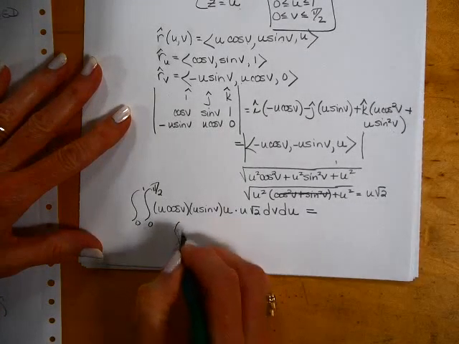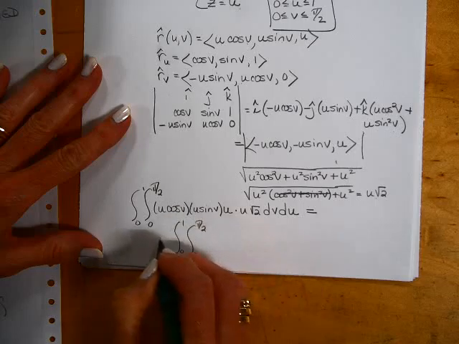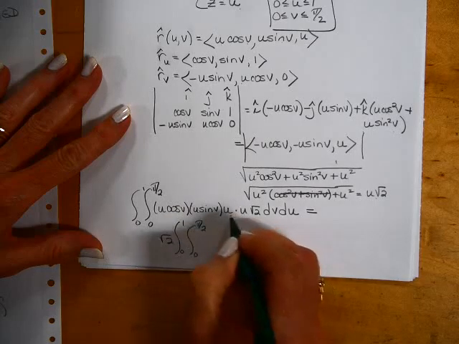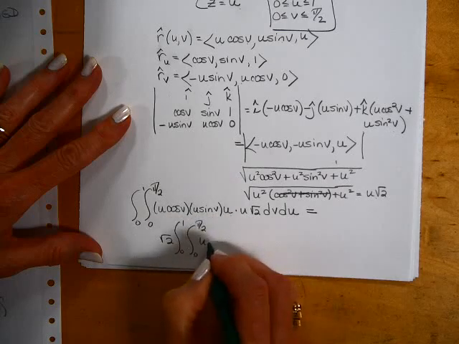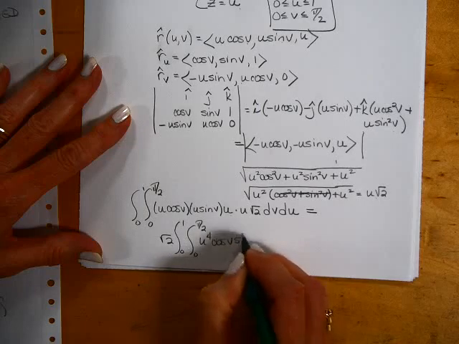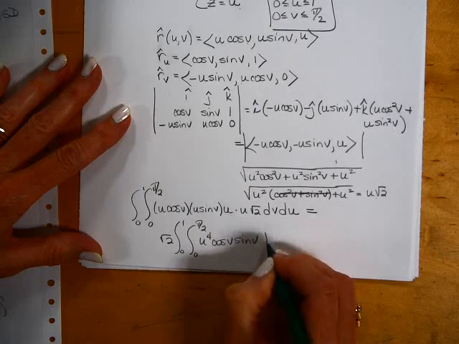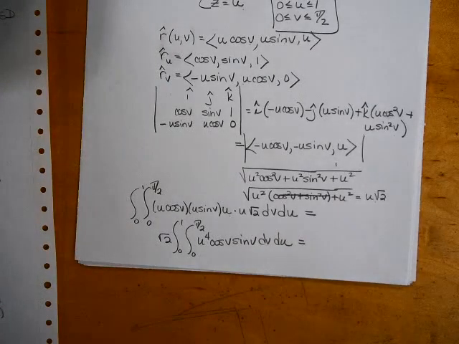Probably could simplify a little bit. Square root of 2 can come out. u times u is u squared. Oops, no, it's u to the 4th: 1, 2, 3, 4, u to the 4th, cosine v, sine v, dv, du. And Tori's doing that for us, but whatever that is.